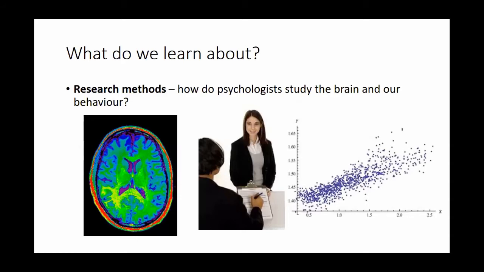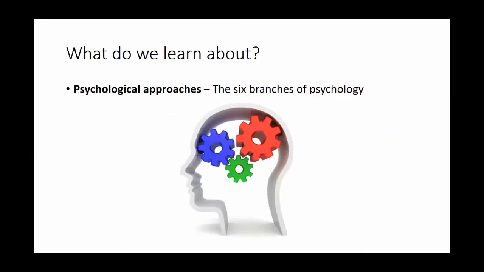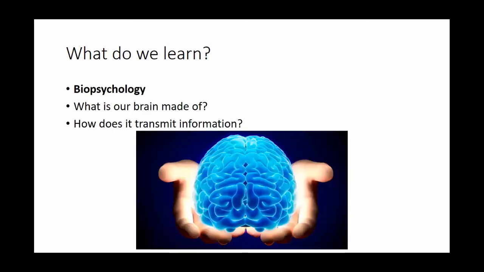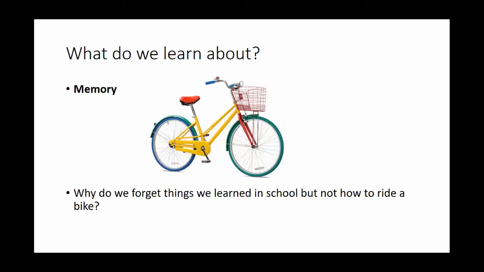The first thing that we talk about in psychology is learning how to actually research on people. What are the safe ways of going about getting information from people? We look at the psychological approaches. There are 6 approaches in psychology. In science, you have 3, biology, chemistry, and physics. In psychology, there are 6, each one interested in different things and doing that in a different way. We look at what the brain itself is made up of and how information gets around the body.